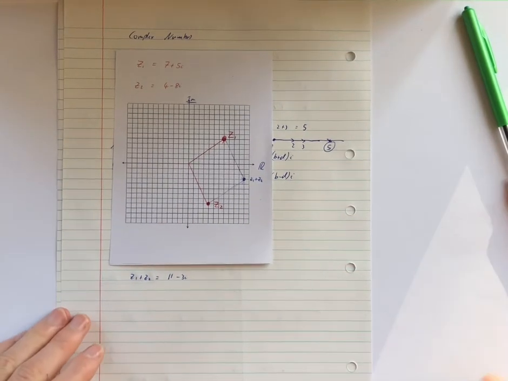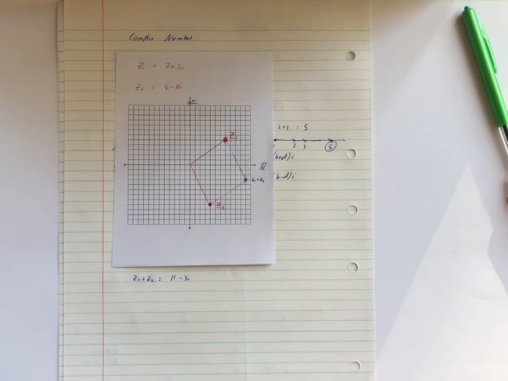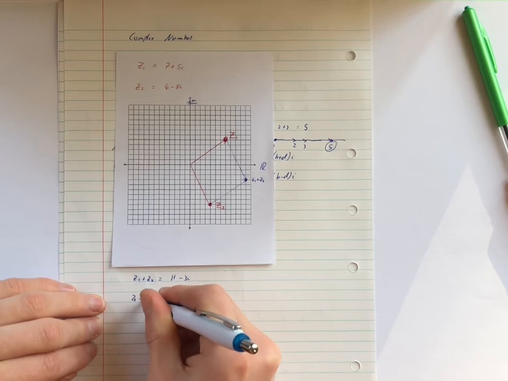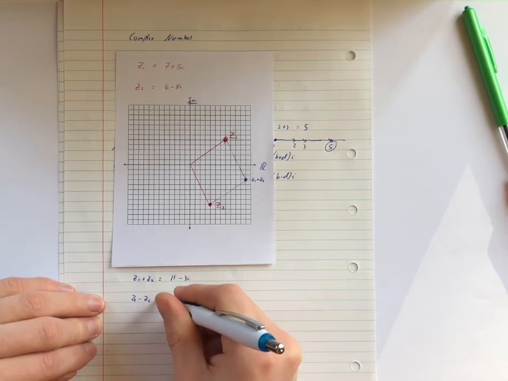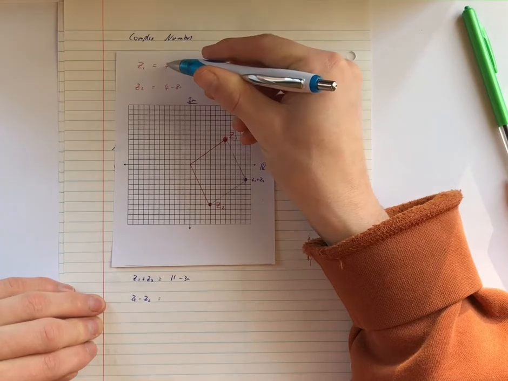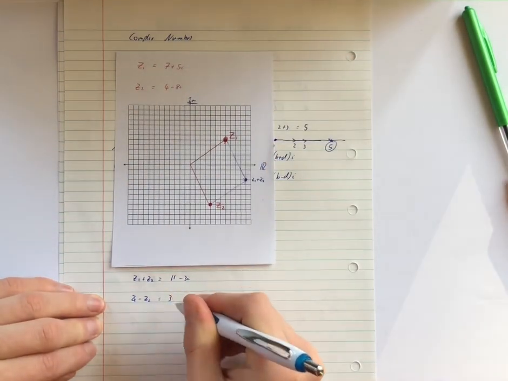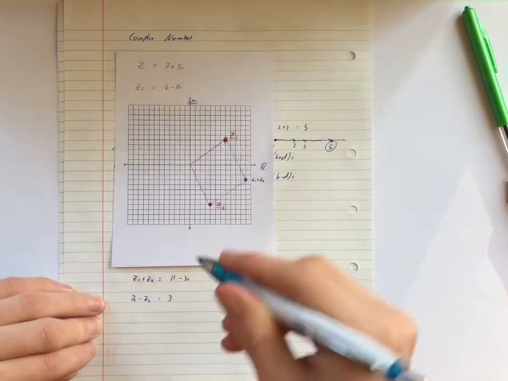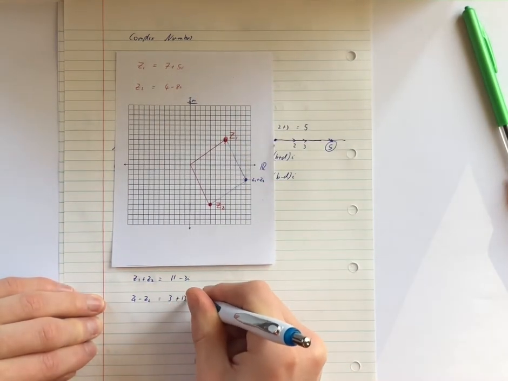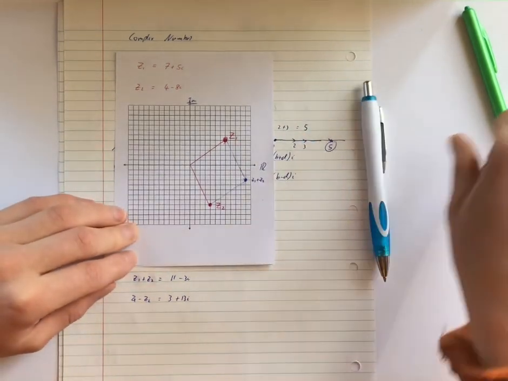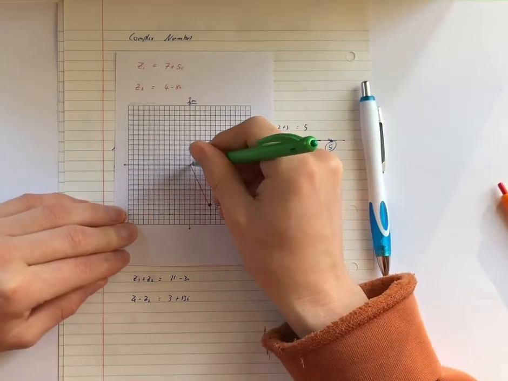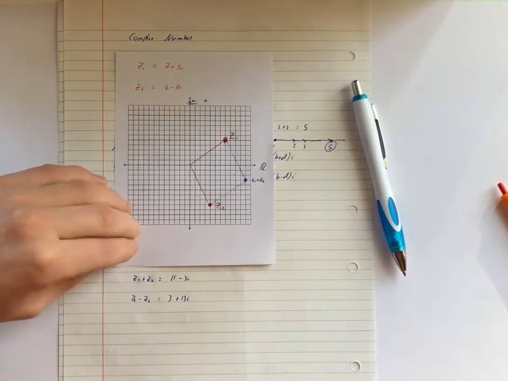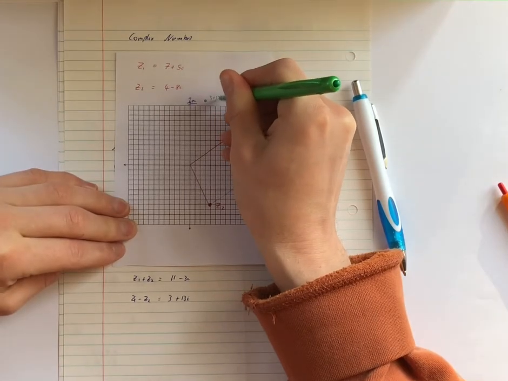Obviously subtraction doesn't work that way. I'm just going to show you one subtraction. We go Z1 minus Z2. We just subtract the real parts, 7 minus 4, so 3, and then 5 take away negative 8, so plus 13i. Now where does that sit? We'll do this one in green. 3 and 13i just goes off my grid actually. There we go. 3 plus 13i.